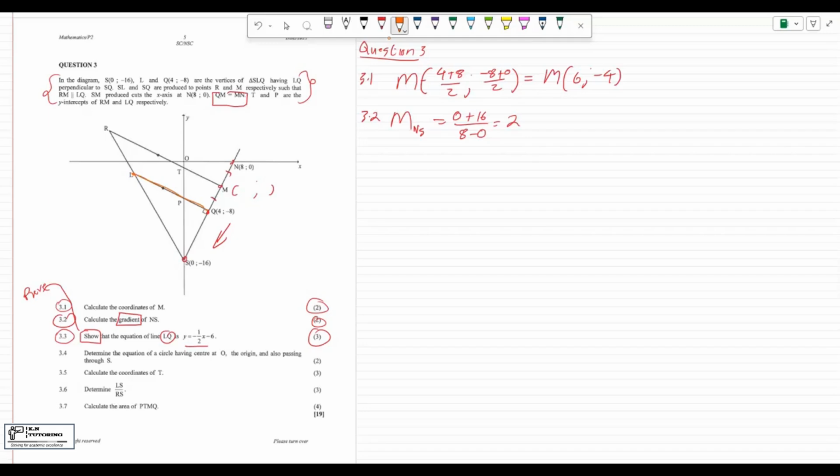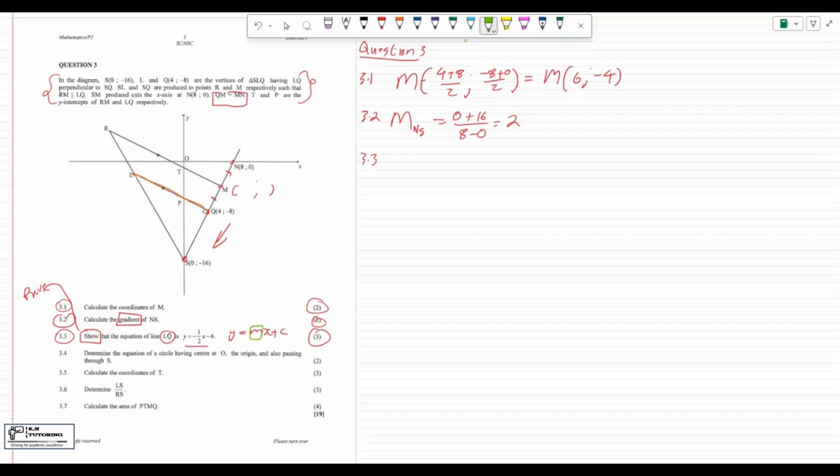All right. So we know that when we are looking for an equation of a straight line, it must be in the y equals to mx plus c. Right. So the first thing that you need to find is the gradient. How do we find the gradient? For you to find the gradient, you need 2 points that are passing through that line. I've got Q and L, but unfortunately I don't have the coordinates of L, right? So I can't use that. But you must ask yourself, why on question 3.2 they ask me to prove or to find the gradient of NS?